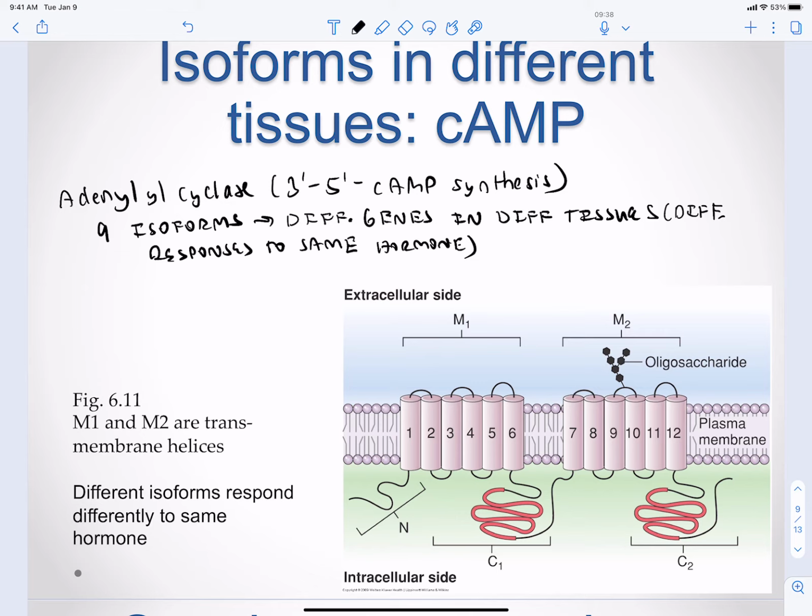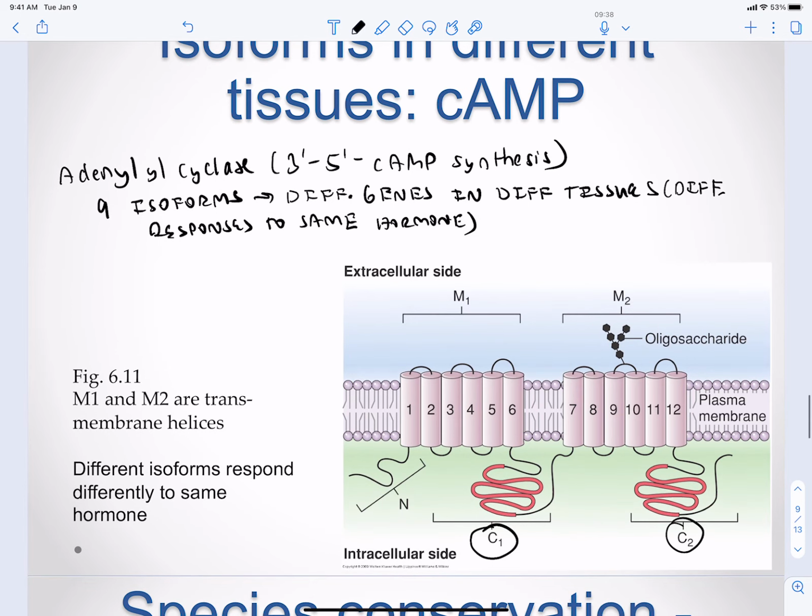Now here we have our M1 and M2, and these are transmembrane domains, which have your alpha helices in the membrane. And keep in mind that they are going to respond to the same hormone, but their response downstream can be different. And here we have invariant C1 and C2 regions, which are important for synthesis of cyclic AMP.